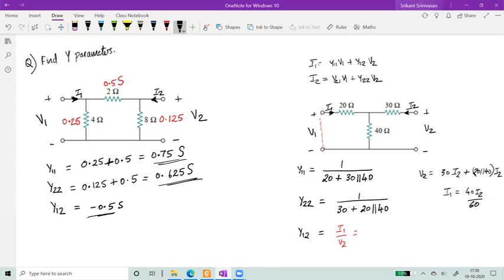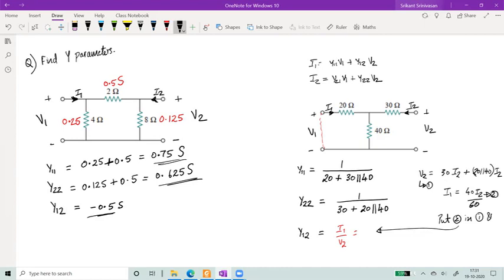And so you basically have to replace I2 with I1. So this is like equation 1. This is equation 2. So put 2 in 1, and you can then substitute here and get the value of y12. And since this is a reciprocal network, y12 is equal to y21.